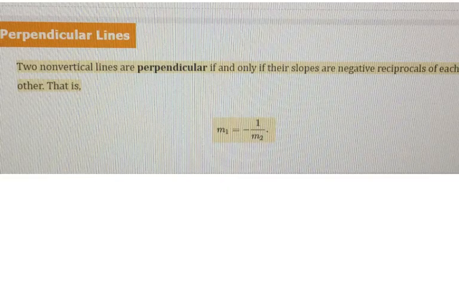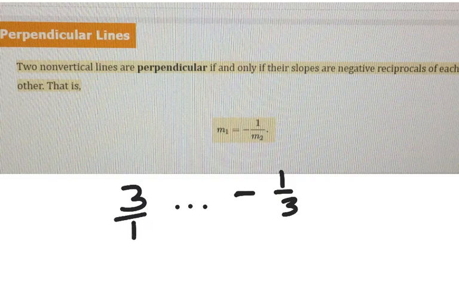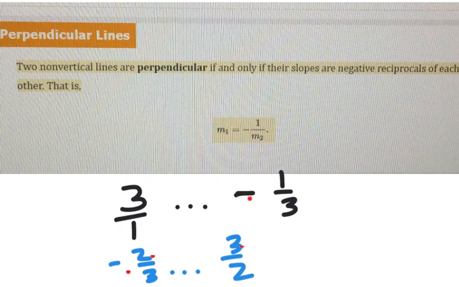Just take a minute to review what an opposite reciprocal, or a negative reciprocal, is. If I have the number 3, an opposite reciprocal means I'm going to change the sign and flip the fraction. So I can think of 3 as 3/1. The opposite reciprocal would be negative 1/3. The opposite reciprocal of negative 2/3 would be positive 3/2. These are slopes that are opposite reciprocals, or negative reciprocals, of each other. We change the sign, we flip the fraction. And that's for perpendicular lines.